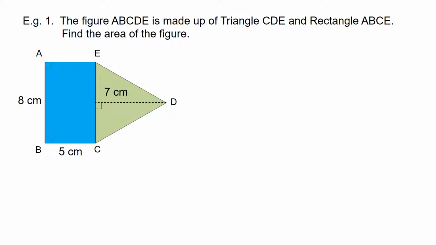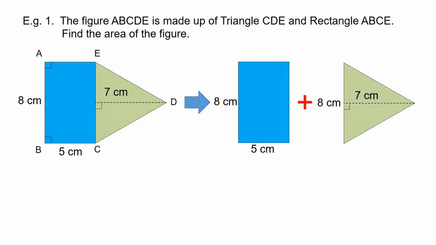Example 1. The figure ABCDE is made up of triangle CDE and rectangle ABCE. Find the area of the figure. If you look at the figure, it is made up of a rectangle and a triangle.